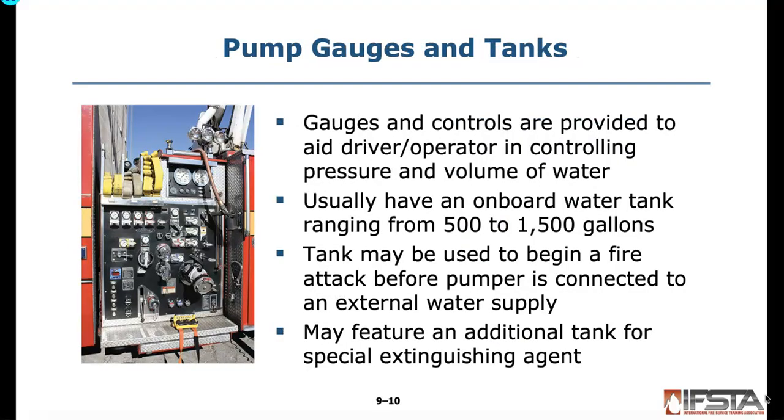We have a series of gauges. This is what's called a pump panel. This picture here to the left is commonly referred to as a pump panel. You have a series of gauges and controls, and you have inlets and discharges as well. So gauges and controls are provided to aid the driver operator in controlling the pressure and volume of water, and these usually have an onboard tank ranging from 500 to 1500 gallons.